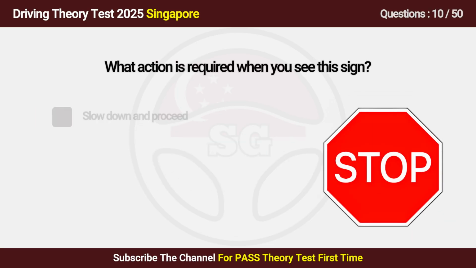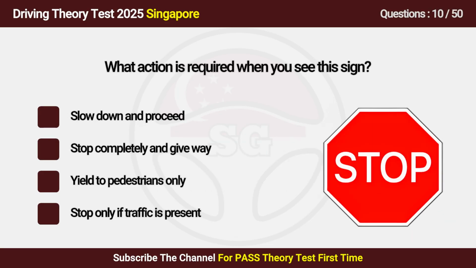Question 10. What action is required when you see this sign? A. Slow down and proceed. B. Stop completely and give way. C. Yield to pedestrians only. D. Stop only if traffic is present.